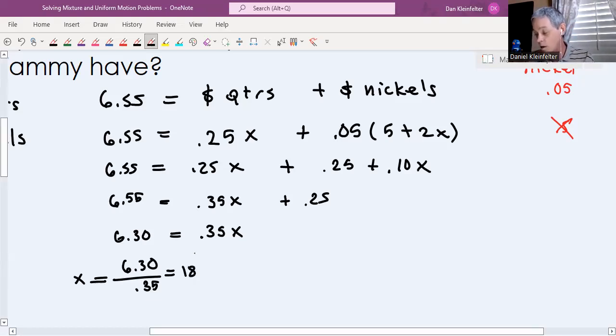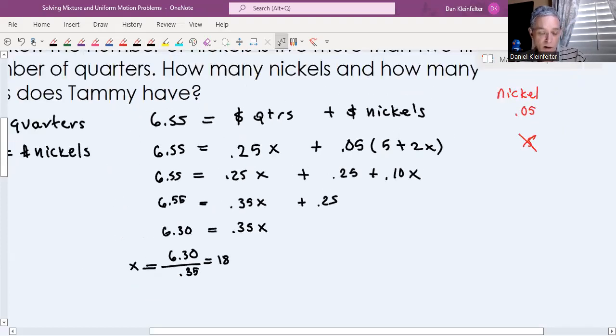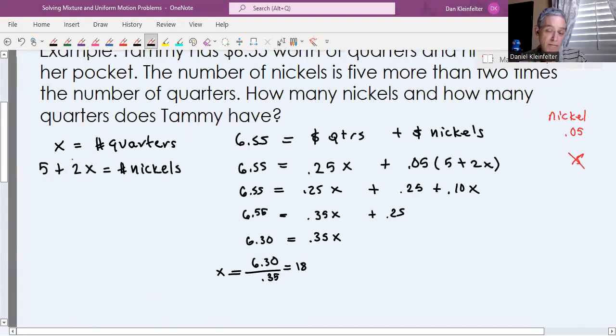Okay, so what was that? Was it 8? Was that nickels or quarters? Fortunately, we wrote it down. X is the number of quarters. So we should have 18 quarters. And then the number of nickels is twice that plus 5. So 2 times 18 is 36. 36 plus 5 is 41. So it's 41 nickels.